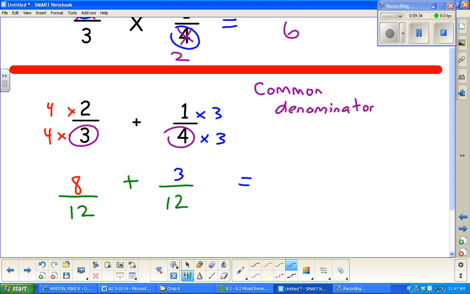So now we can add these together now that we have the same size pieces. I have 8/12 plus 3/12. I have a total of 11/12. Okay, so we're going to do the exact same process. Throw some variables in the mix, and we're going to add some fractions, add some rational expressions. Okay, so let's go over a couple quick ones.